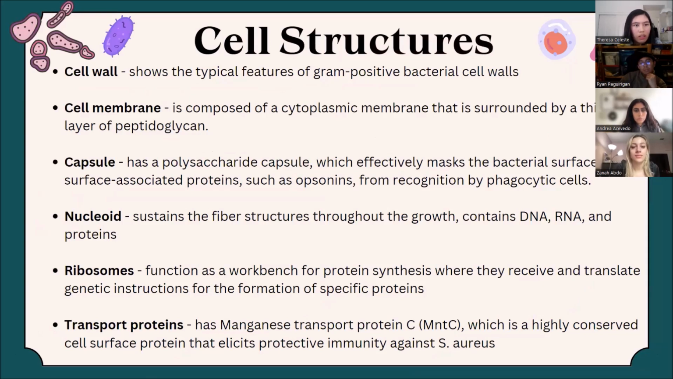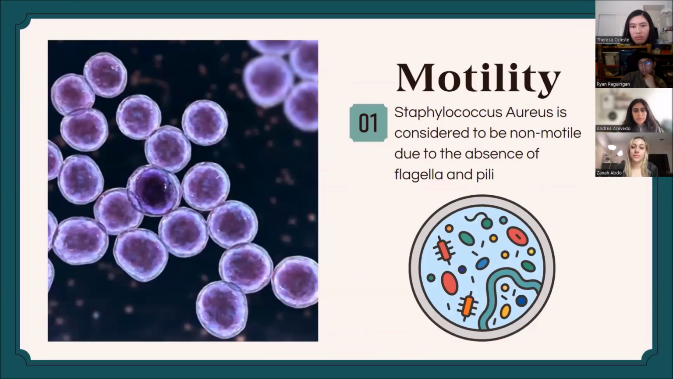S. aureus has a complex cell wall structure, which is composed of a thick peptidoglycan layer, and it has a polysaccharide capsule, which masks itself from recognition by phagocytic cells. The bacterial genome is in its nucleoid, which contains DNA, RNA, and proteins. It has ribosomes to make proteins, and it also has transport proteins such as MntC, which brings immunity against S. aureus. For motility, Staphylococcus aureus is considered to be non-motile due to the absence of flagella and pili.